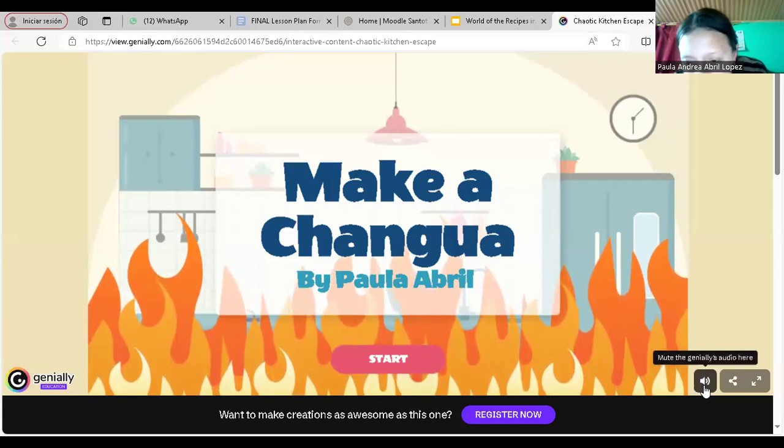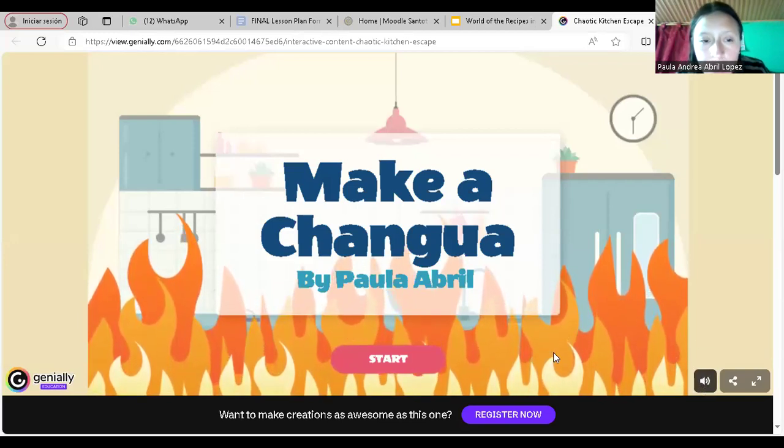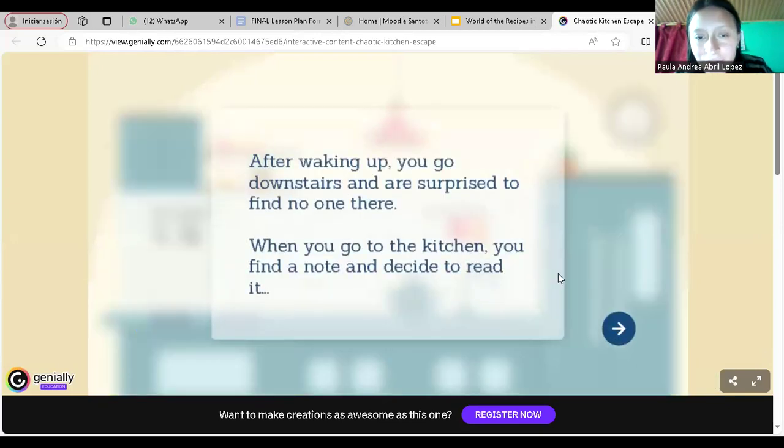For this activity, you are going to click on start and read all the instructions, all the challenge. The point of this activity is to read. It is a reading activity where you have to comprehend the changua recipe and answer all the questions in order to pass to the next step in order to make a changua.